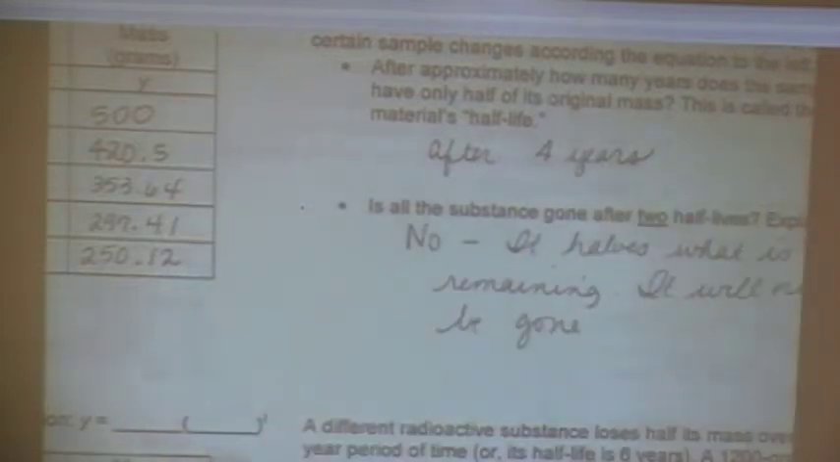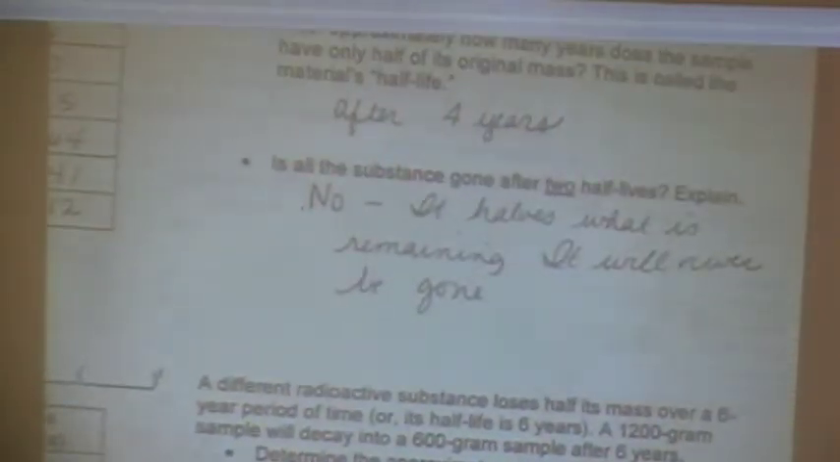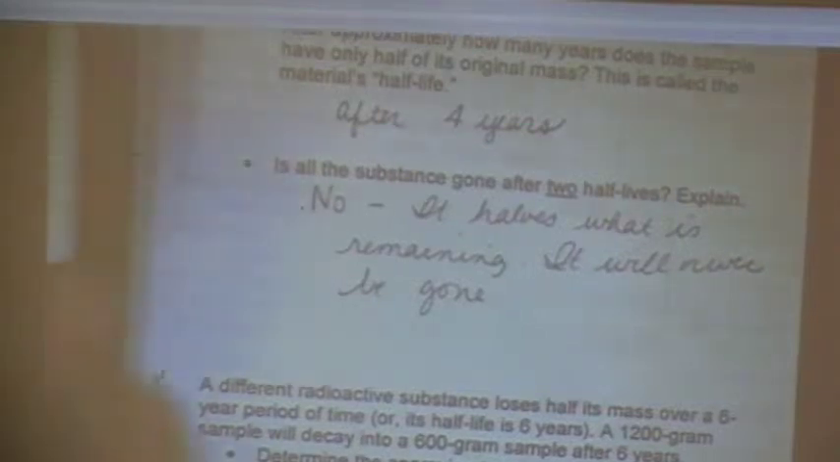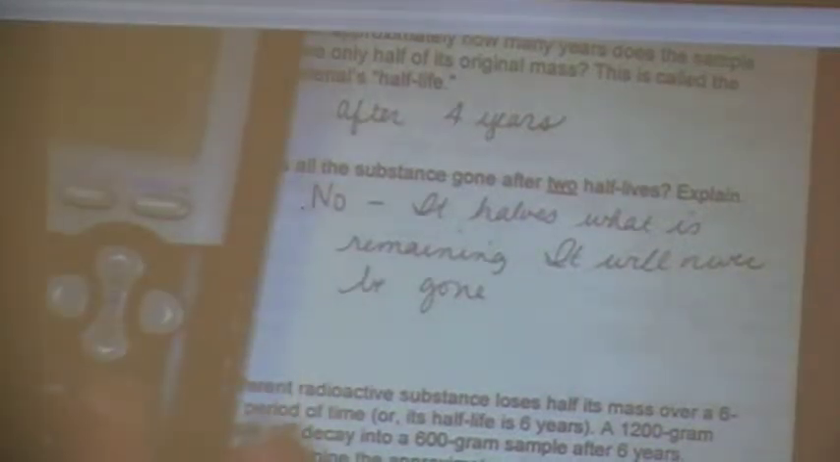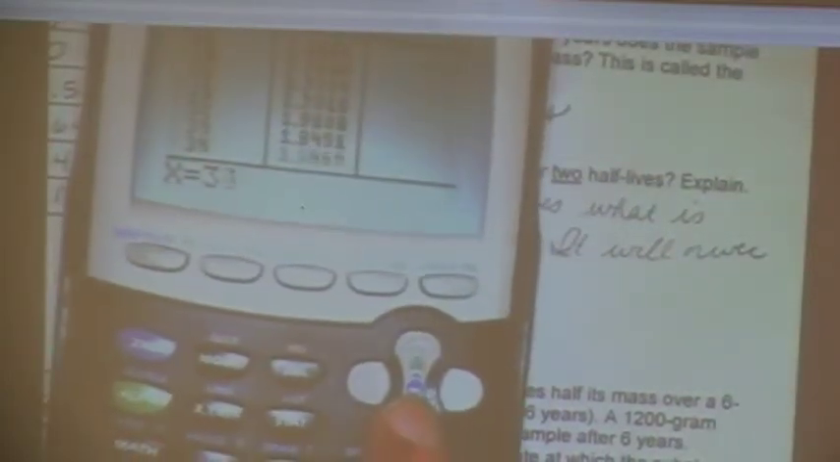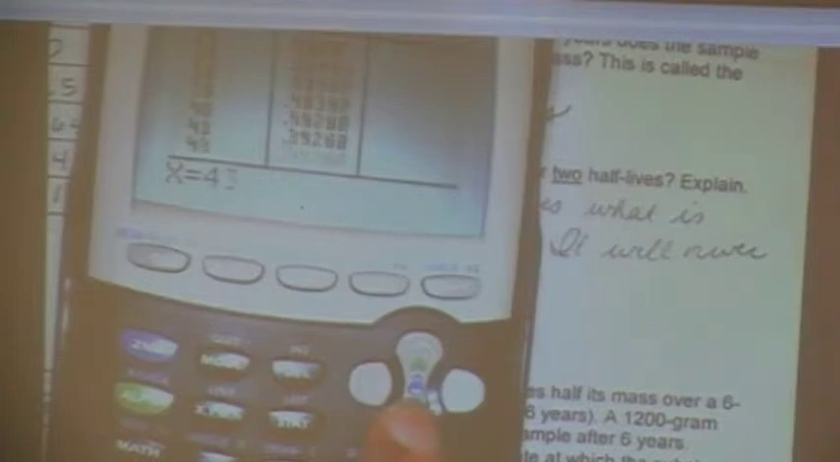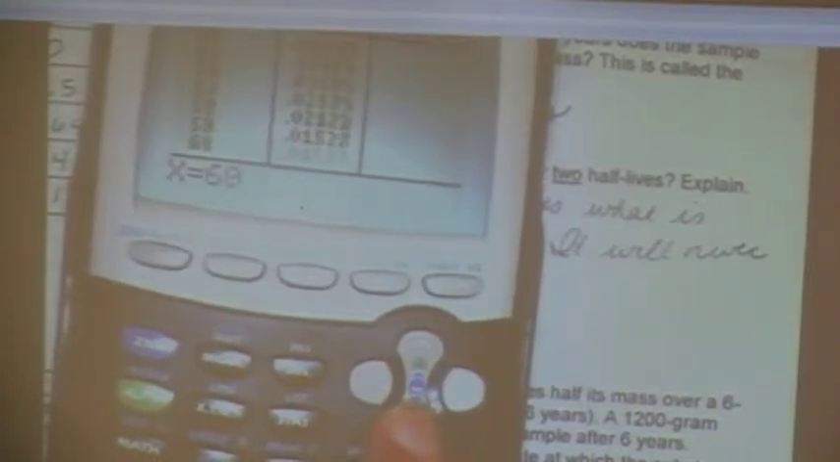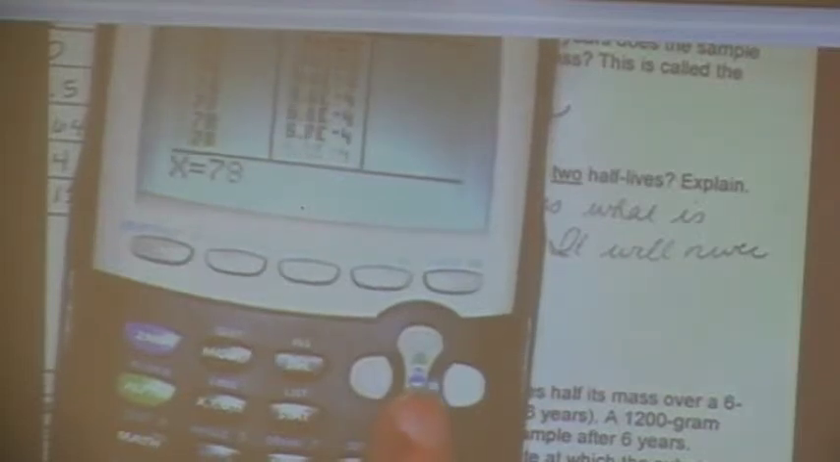So it will never be gone. You can have something and have something and have something and it will never completely go away. If you wanted to, you could scroll this table and just keep scrolling and see that it doesn't matter how far I go, it is never completely gone. So right now I'm at 60, 70 years and there's still something there. And there always will be, because it's never going to be completely gone.